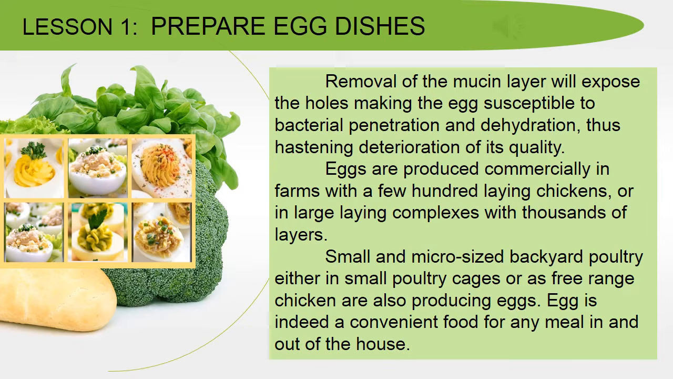deterioration of its quality. Eggs are produced commercially in farms with a few hundreds laying chickens or in large laying complexes with thousands of layers. Small and micro-sized backyard poultry, either in small poultry cages or as free-range chicken, are also producing eggs. Egg is indeed a convenient food for any meal in and out of the house.